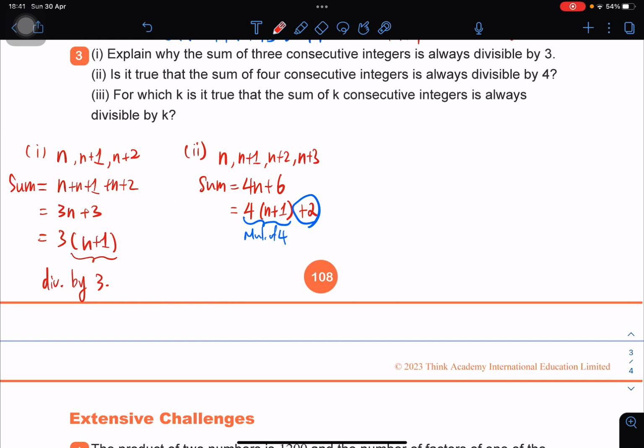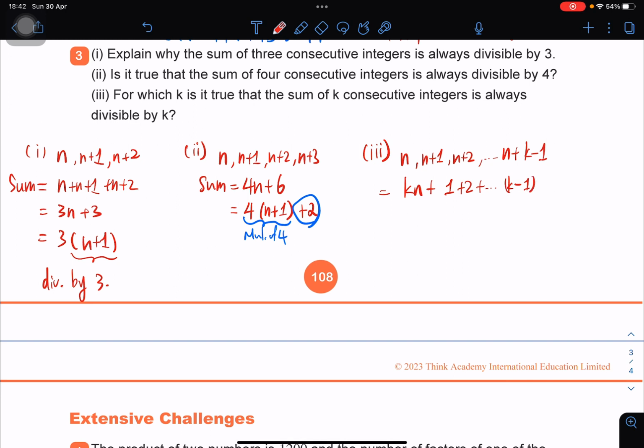And for the third one, for which k is it true that the sum of k consecutive integers is always divisible by k? So, let's see. If I have n, n + 1, n + 2, all the way to n + (k - 1), the sum is going to be a total of kn plus 1 plus 2 all the way to k - 1, right?